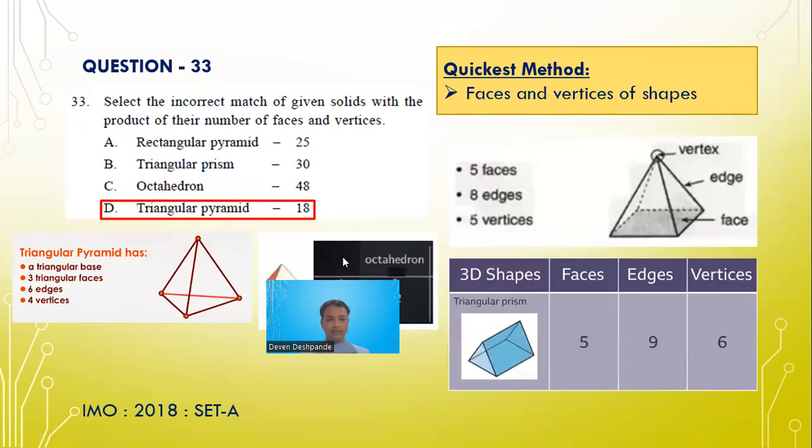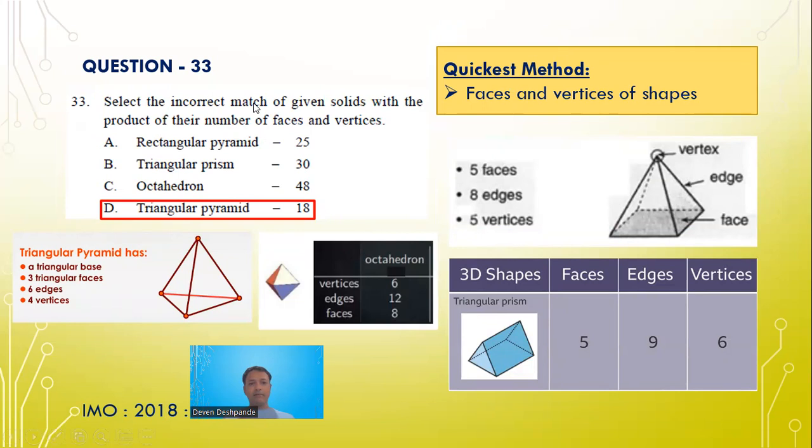Okay, next one. Select the incorrect match of given solids with the product of their number of faces and vertices. So, rectangular pyramid. This is a rectangular pyramid. The base is a rectangle. How many faces? 5 faces. And how many vertices? 5. So the product is 5 into 5 is 25.